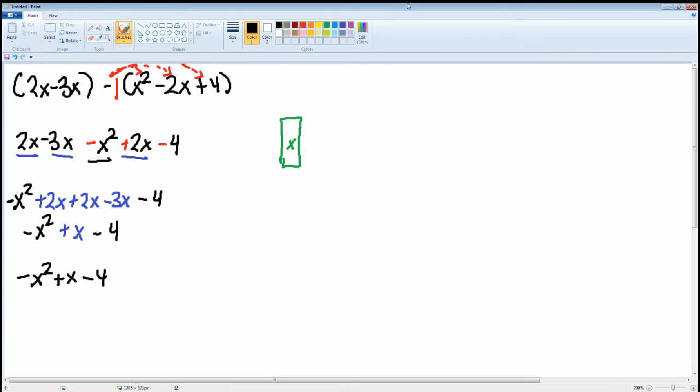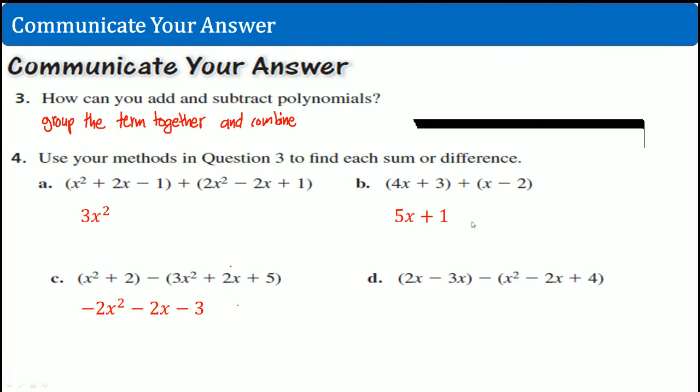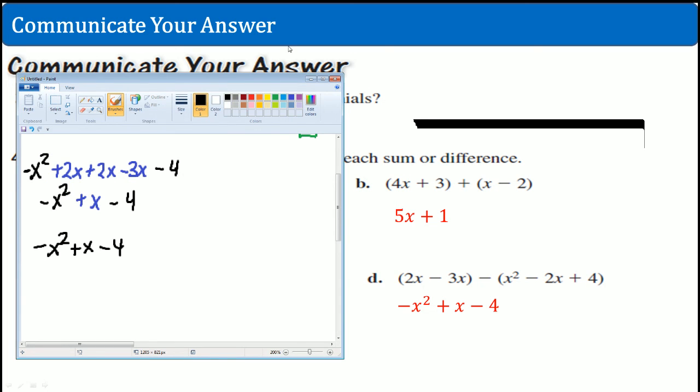Okay, let's see if you're right. Yes, we are right. Okay, so there you go. This is the introduction of the section of 7.1. Here we cover both explorations and we communicated our answer. All right, good job.